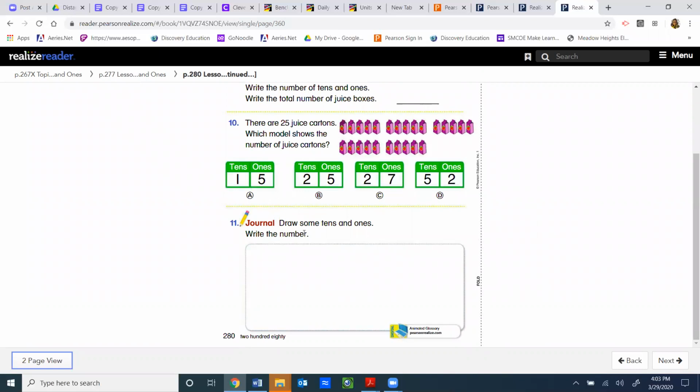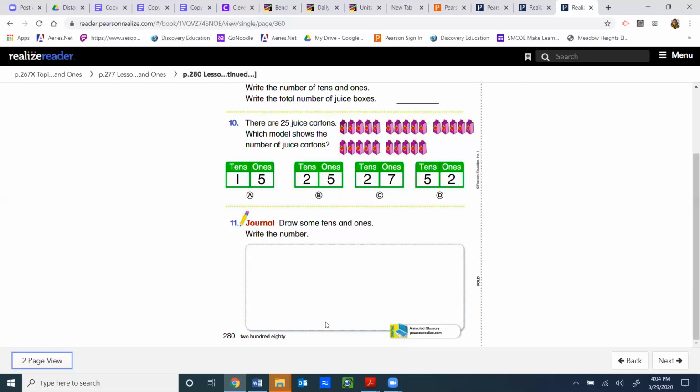Number 11, draw some tens and ones, write the number. You can do this in whatever way you want to. So I would suggest drawing circles or little squares for ones and then long lines for the tens. Now remember, you can pick whatever number you want. My suggestion would be to pick your number first, write down the number, and then draw. So I'm telling you to do it the opposite way. Write your number first and then see if you can represent how many tens and ones.